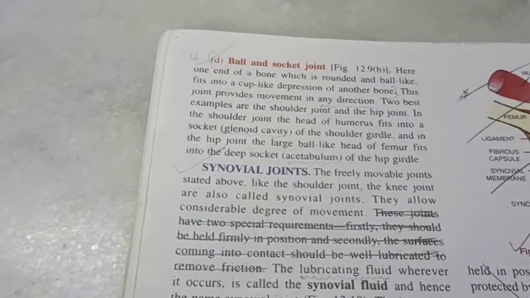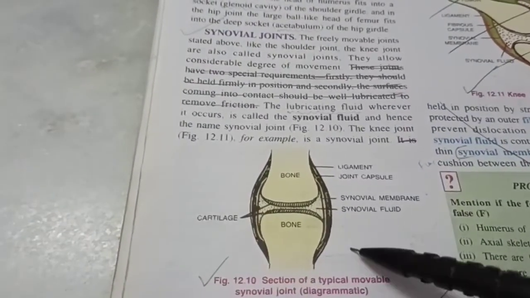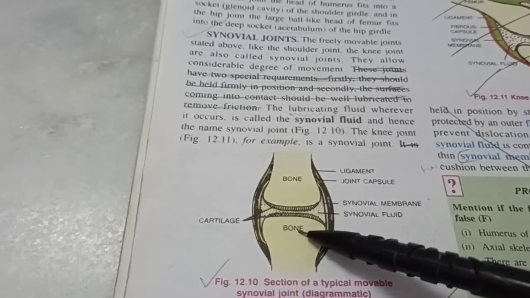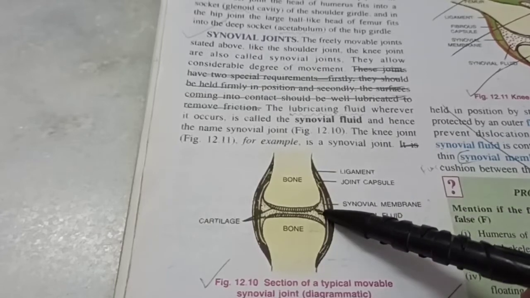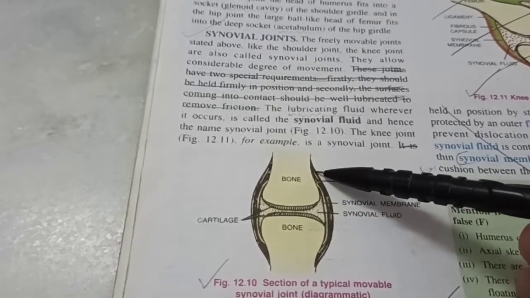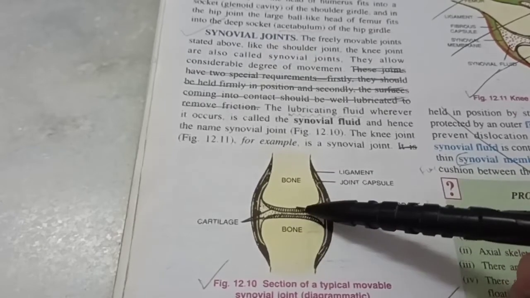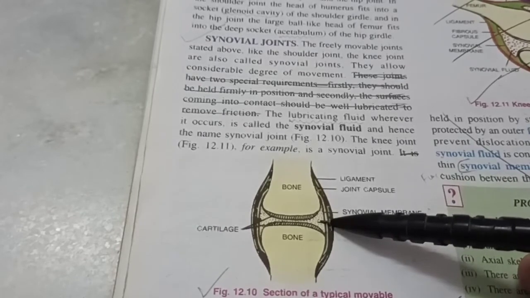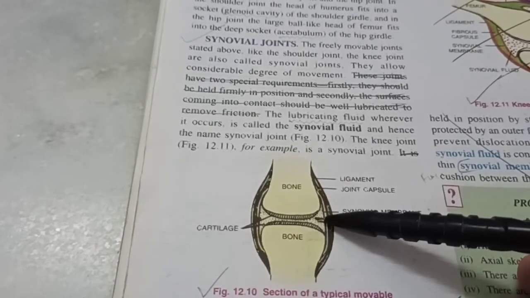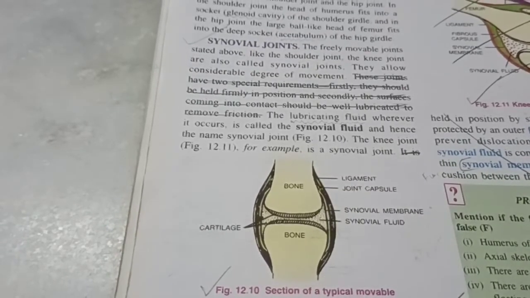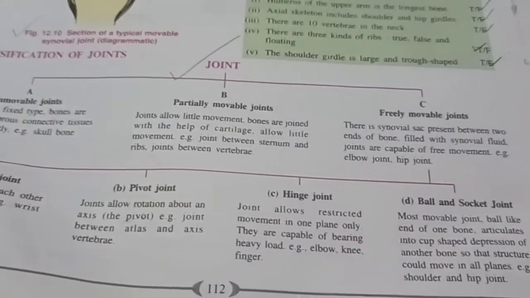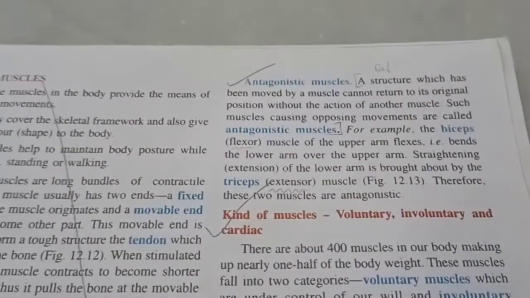Now, all these freely movable joints are also called synovial joints, because all of them have something called synovial fluid inside to reduce friction. There is a synovial membrane and a capsule to protect it. The ligament, of course, joins the bones to the bones. There is cartilage at the tips, again to reduce friction. As you grow older, the synovial fluid starts disappearing. So that is why the friction increases and it becomes very painful. So sometimes you have to undergo a knee replacement surgery in old age. This flowchart is a good way to learn all the different types of joints. Then we've covered antagonistic muscles as well.